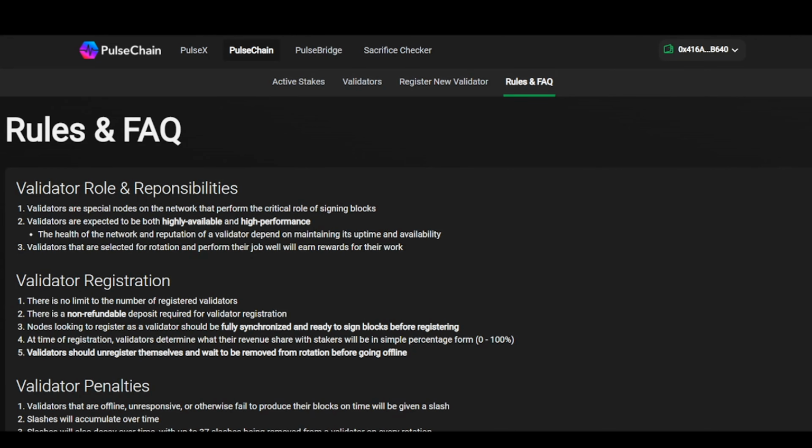Today we're going to be diving down into an important topic. We're going to be talking about validators and we're going to be talking about staking. Now, a lot of you guys may not understand this, so it's going to be important that you watch this whole video because I'm going to provide all the information that you need.